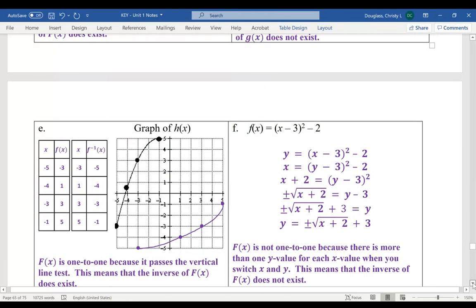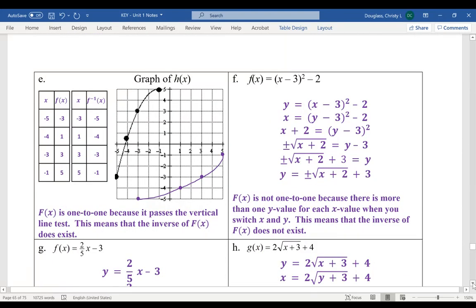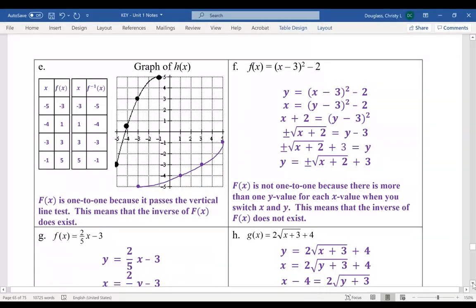So for a table of values, switch x and y as long as the y values don't repeat. For a graph, as long as it passes the horizontal line test, make a table, switch the values, and regraph your points. In example E, we see another function that is invertible, we would say. That's how you say it when the inverse exists.